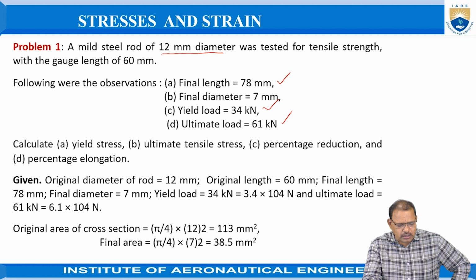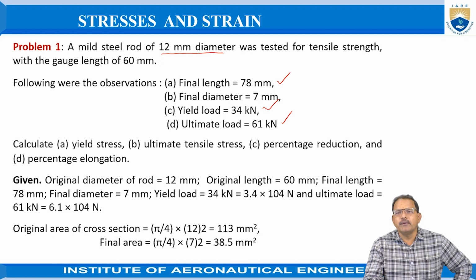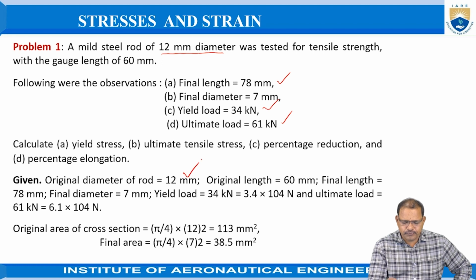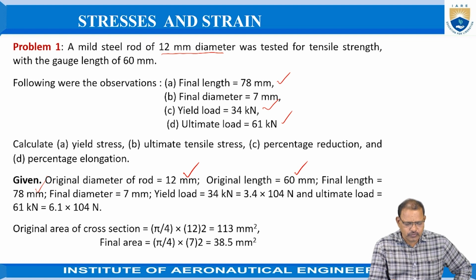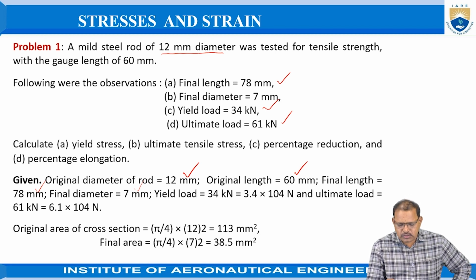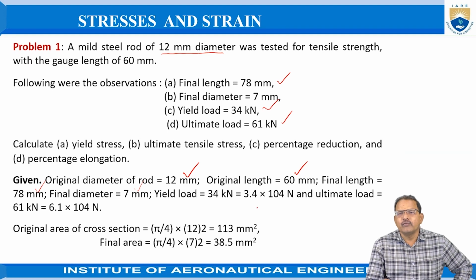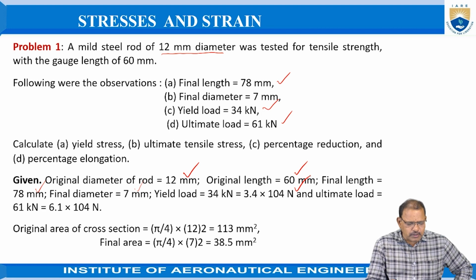Here the given data in the problem: the original diameter of the rod is 12 mm. The original length of the specimen is 60 mm, which is treated as the gauge length. The final length is equal to 78 mm. Final diameter 7 mm. The yield load is equal to 34 kilonewtons, which is equal to 3.4 into 10 to the power of 4 newtons, and the ultimate load is equal to 61 kilonewtons, which is equal to 6.1 into 10 to the power of 4 newtons.